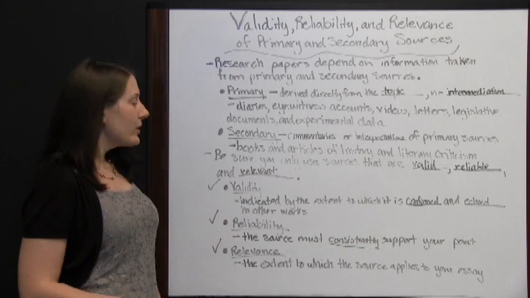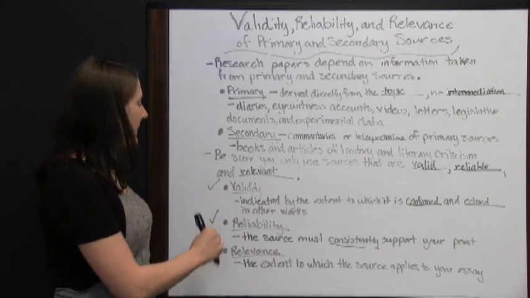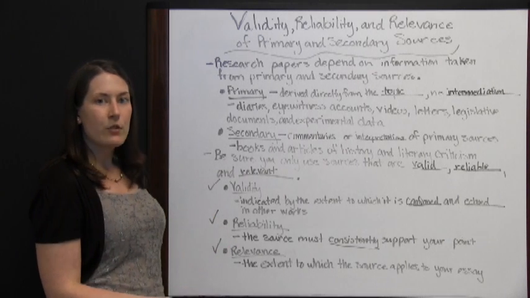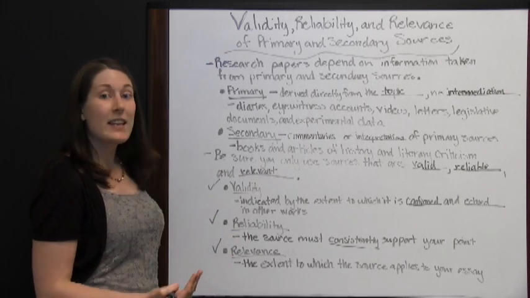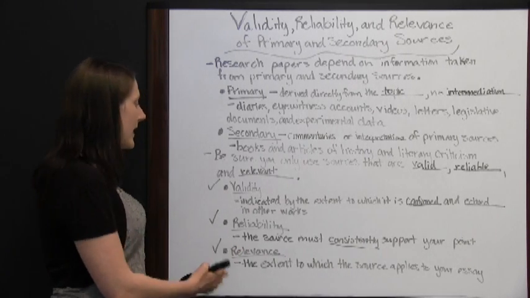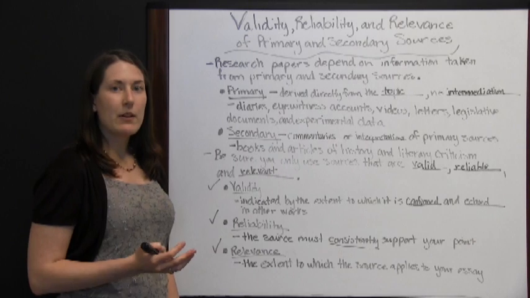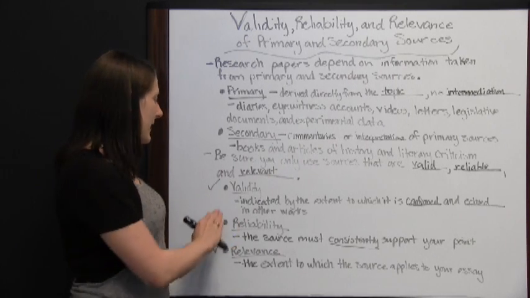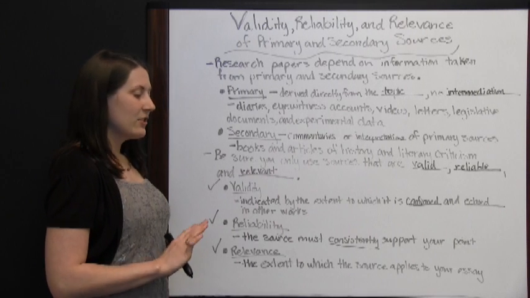So if you find a source and you can check that it's been used in other sources, it's valid, that it consistently supports your point, it's reliable, and that it applies to something in your essay, so it's relevant, then you can use that source. Otherwise, you should probably look for better sources and leave any that don't fit any one of these criteria behind and try not to use them.